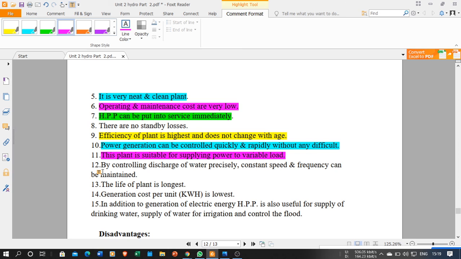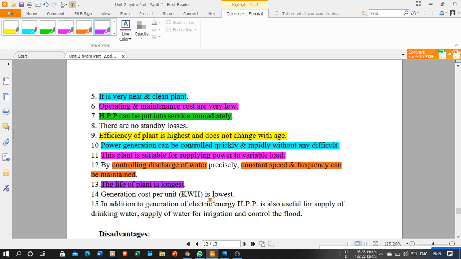By controlling the discharge of the water precisely, constant speed and constant frequency can be maintained. So in this case, I can easily maintain the constant speed and constant frequency. For that, simply what I have to do is control the discharge of water, precisely. The life of this one is the longest. Its life is nearly 30 years to 50 years.